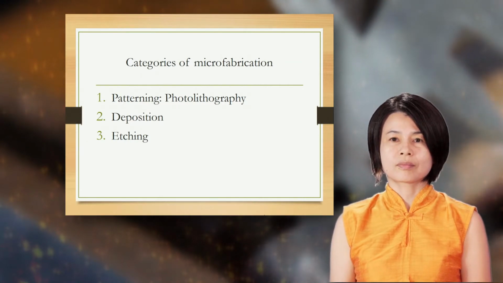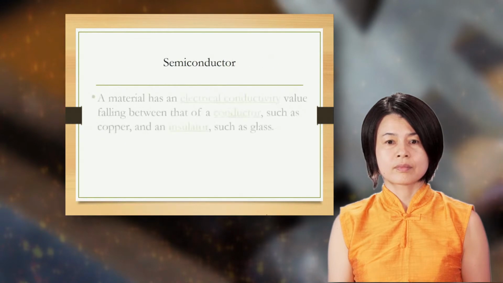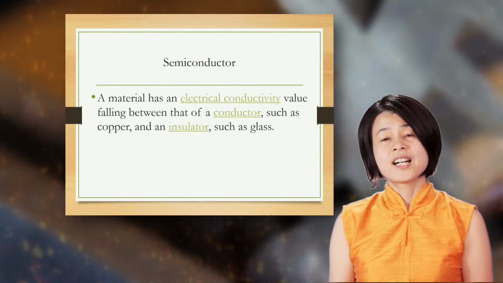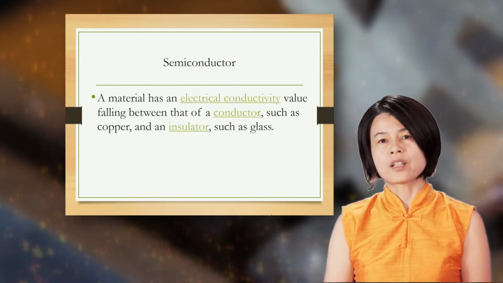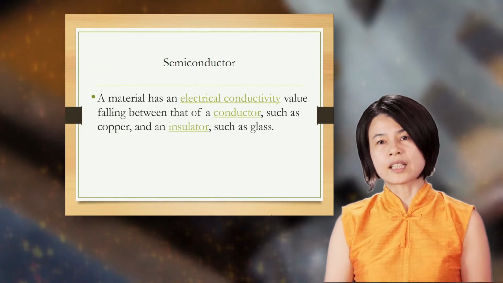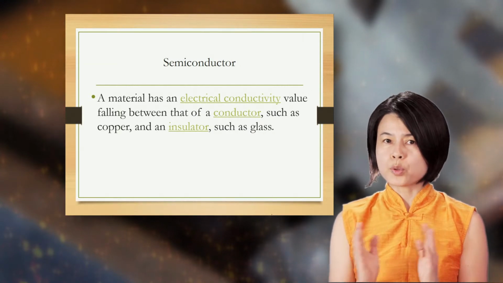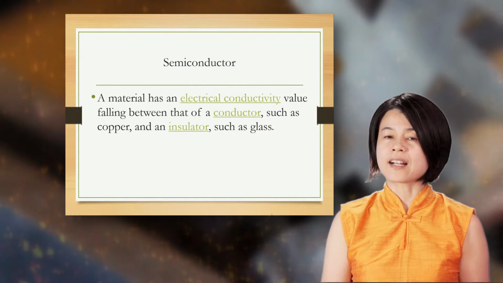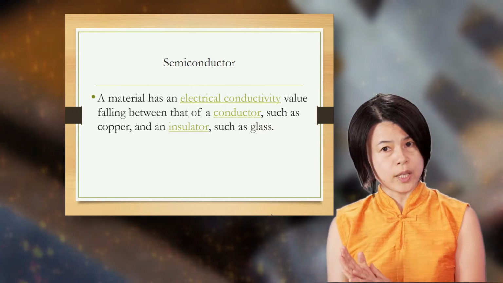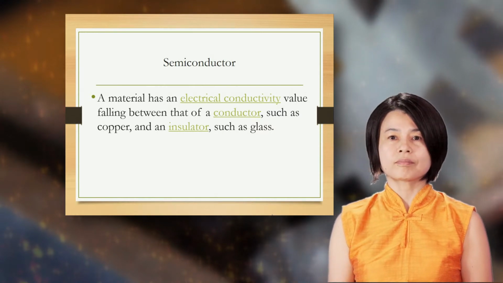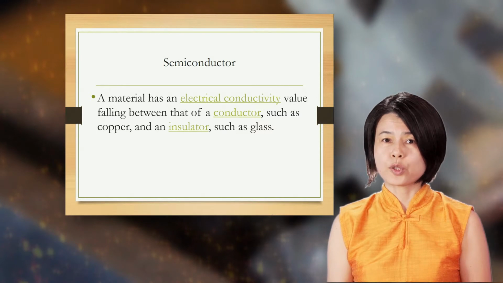What is a semiconductor? A semiconductor is a material which has an electrical conductivity value falling between that of a conductor like copper and an insulator like glass. Does that make sense to you?